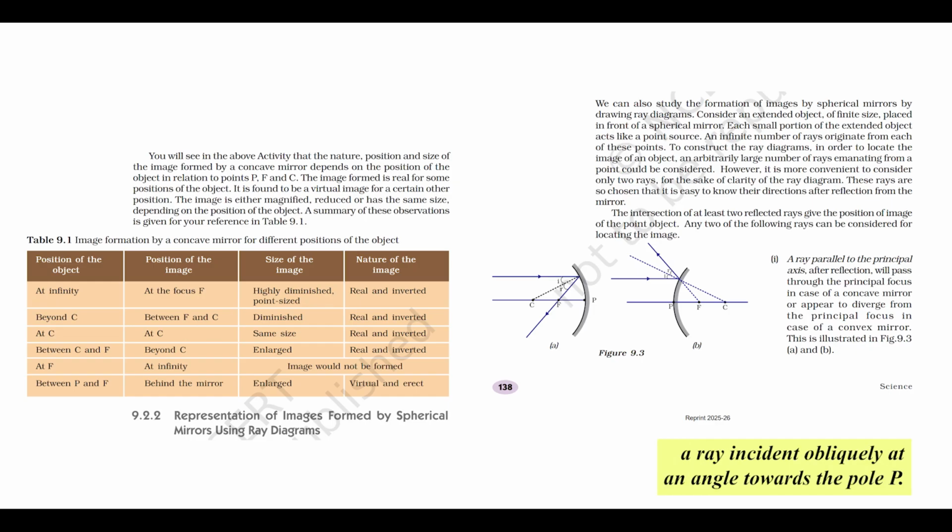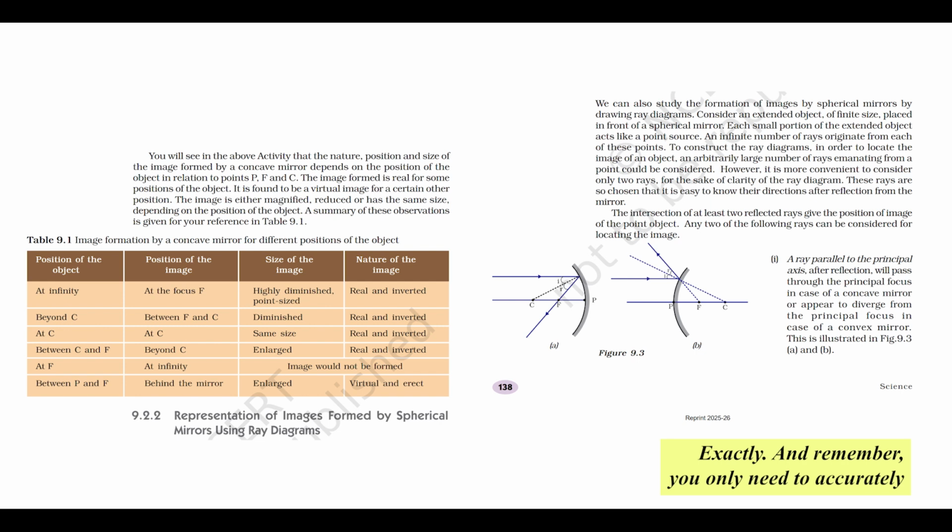And rule number 4. A ray incident obliquely at an angle towards the pole, P, reflects obliquely following the basic law of reflection. The principal axis itself acts as the normal at the pole. So the angle the incident ray makes with the principal axis equals the angle the reflected ray makes with it. Okay, basically it bounces off the pole symmetrically respecting the axis.